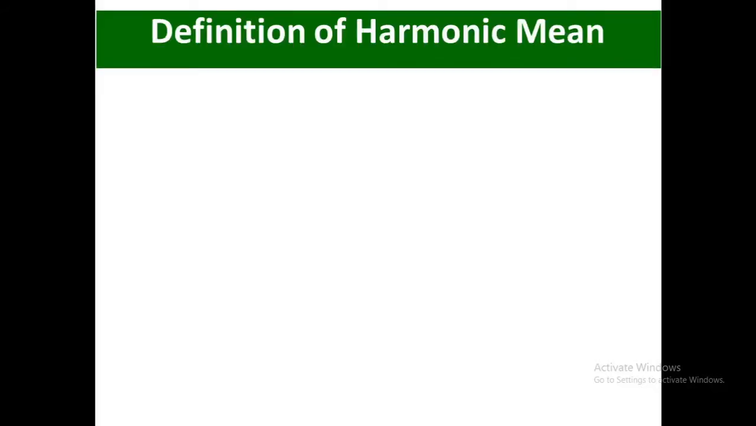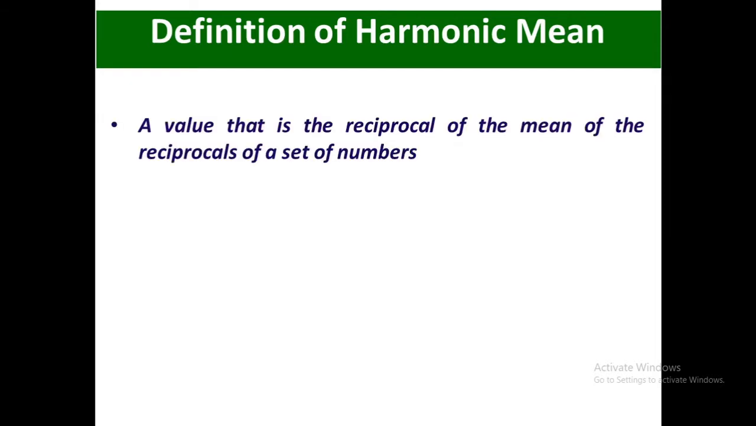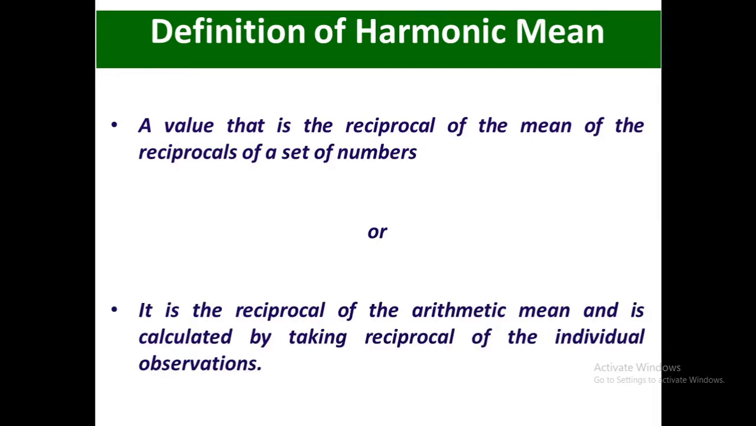Definition of harmonic mean. The harmonic mean can be defined as a value that is the reciprocal of the mean of reciprocals of a set of numbers. Or in other words, we can also say that it is the reciprocal of the arithmetic mean and is calculated by taking reciprocals of the individual observations.